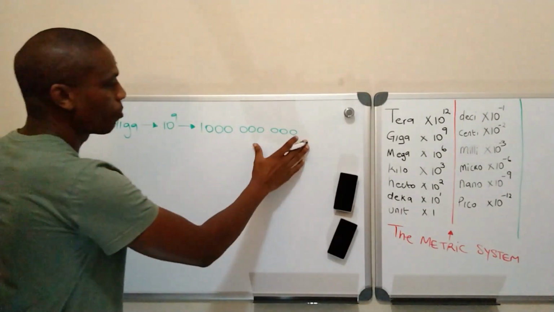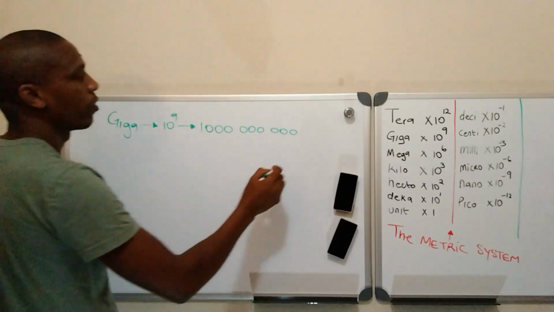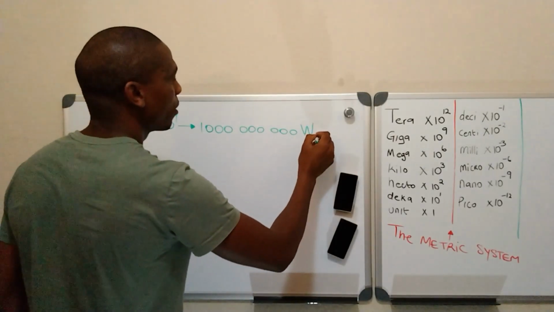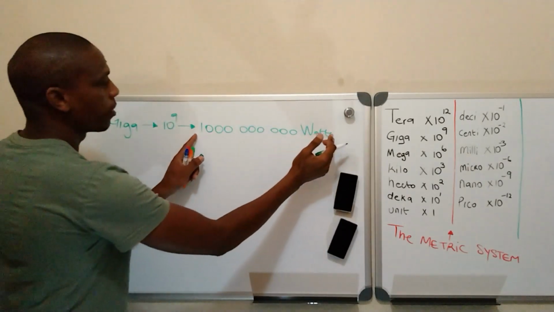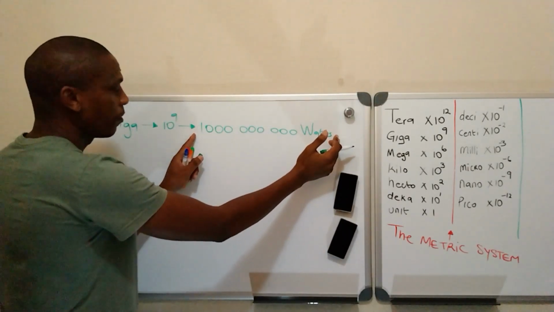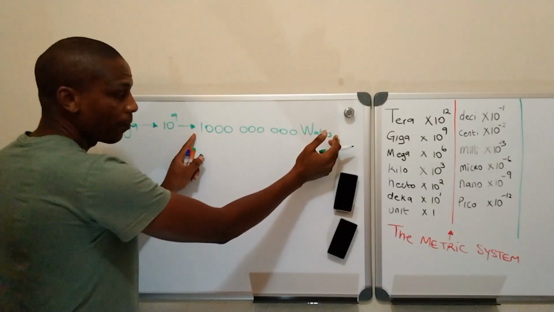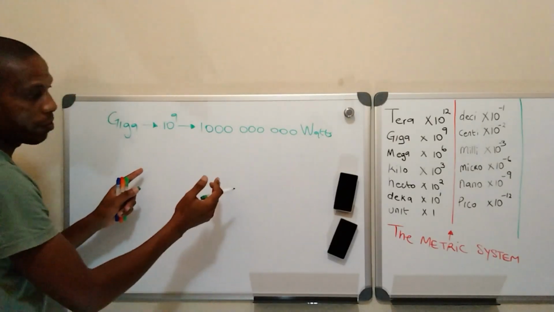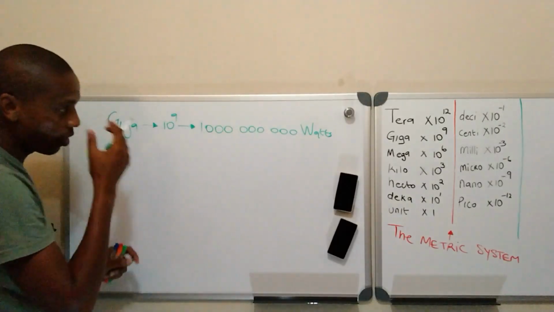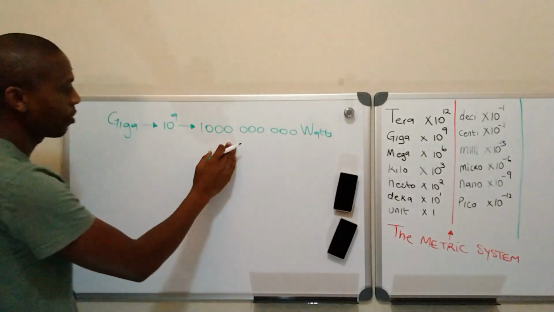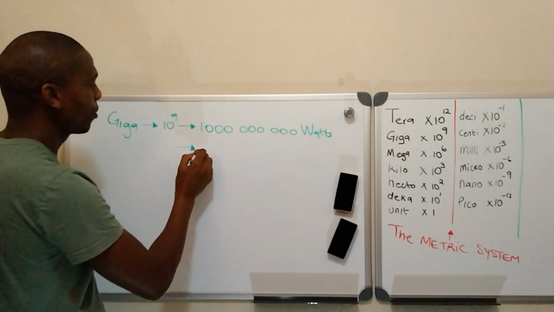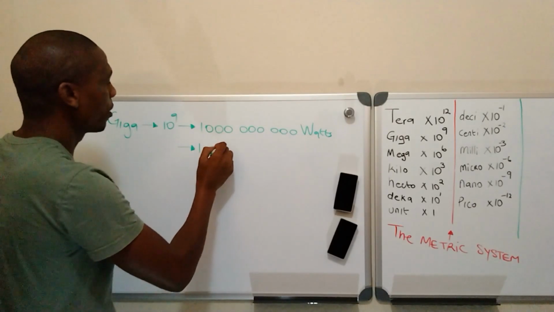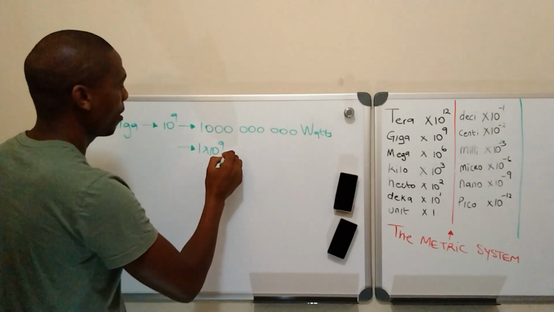Now imagine that this is power, so we're going to write it in watts. Look how big this answer is. Sometimes maybe it won't even fit on a paper. So to make it small, we need to count the number of zeros. We already know that there are 9. So it'll be 1 multiplied by 10 to the power 9 watts.